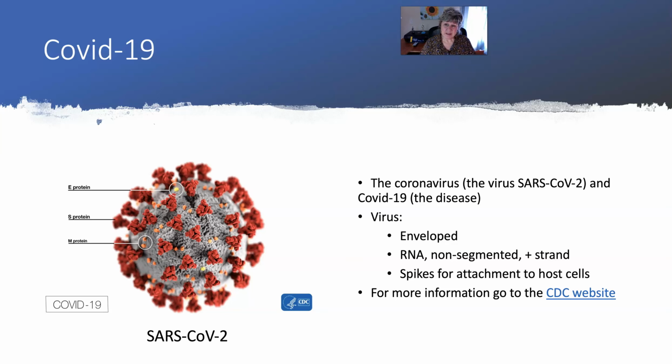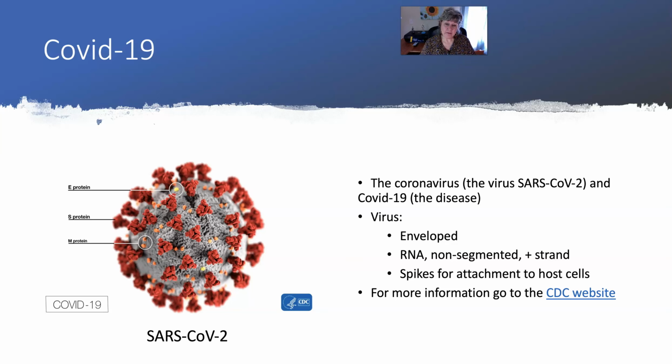COVID-19 is the name of the disease. Co stands for corona, Vi stands for virus, and the D stands for disease. So this is the constellation of symptoms that you get to make this particular disease. You get a fever, you get a cough, you get chest pains, you get extreme fatigue, and there are more symptoms than that depending on the person. That's COVID-19, the disease.